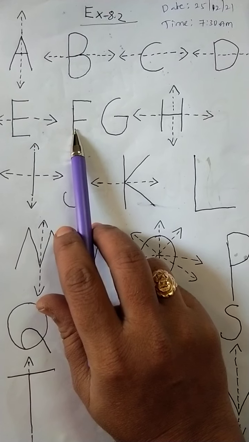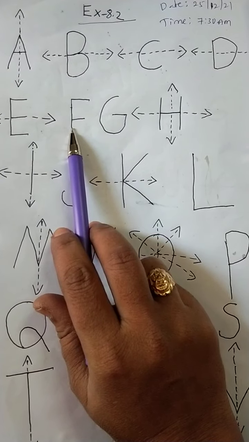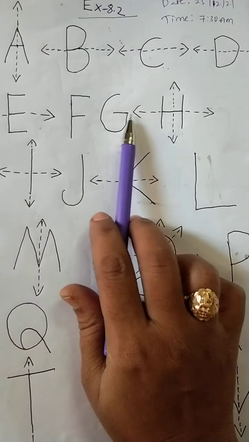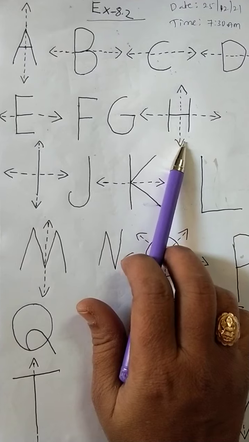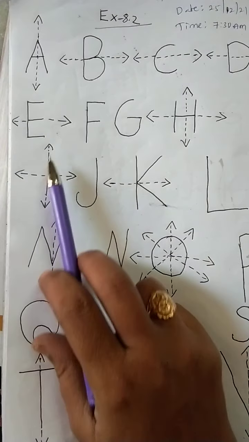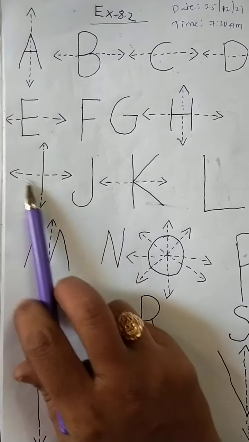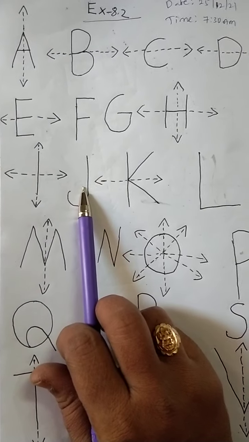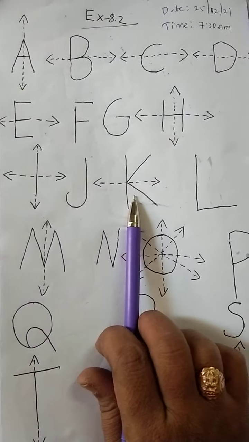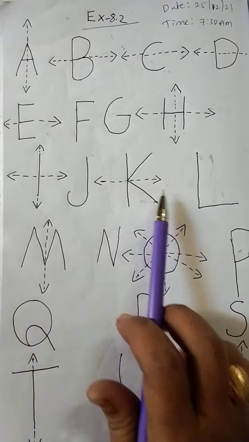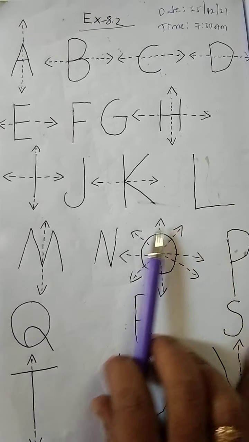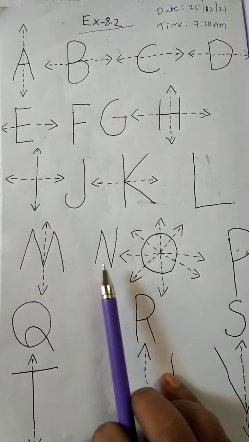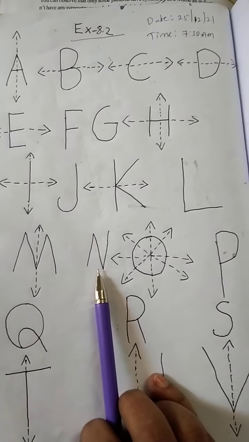F does not have any line of symmetry. G also does not have any line of symmetry. H has horizontal and vertical lines of symmetry. Now I has both line symmetries. J does not have any line of symmetry. K has a horizontal line of symmetry. L does not have any line of symmetry. M has a vertical line of symmetry. N does not have any line of symmetry.